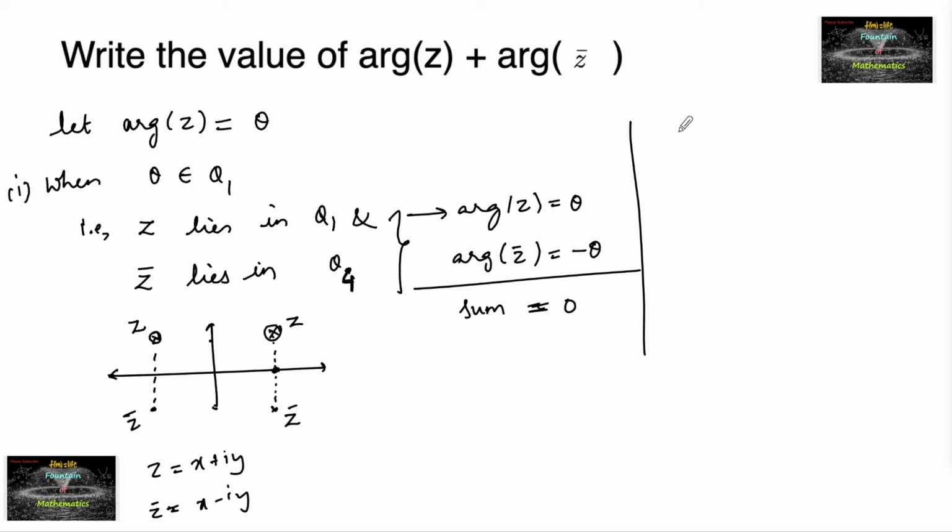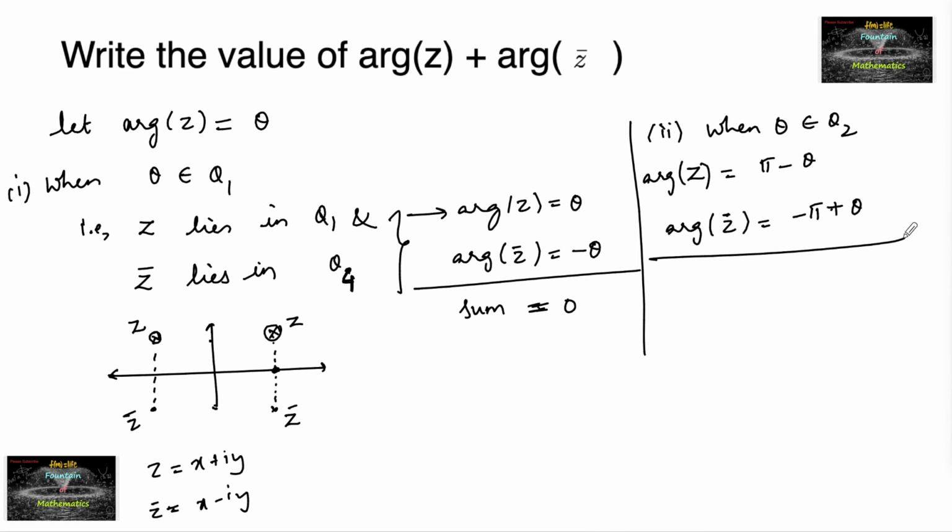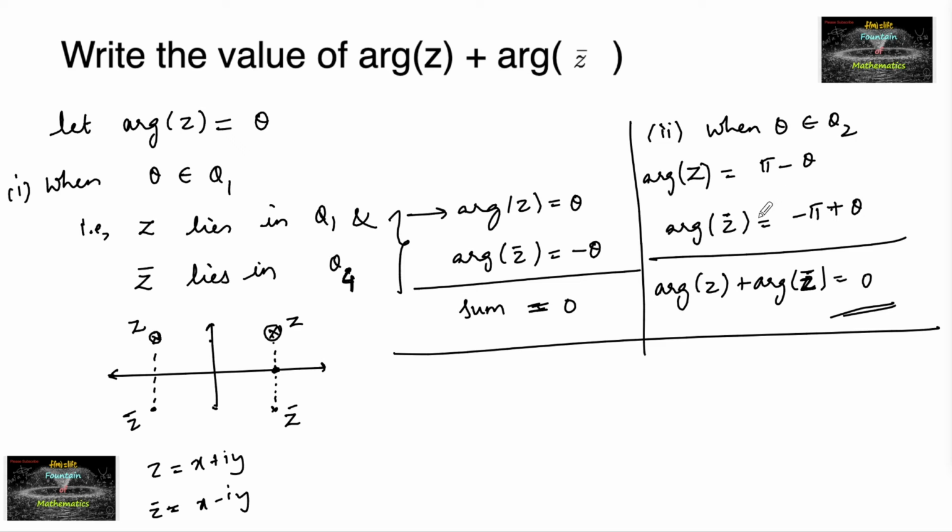Even if you consider the second quadrant, when theta belongs to the second quadrant, then argument of z is equal to pi minus theta, and argument of z bar is equal to minus pi plus theta. Again the sum, argument of z plus argument of z bar, is equal to pi minus pi, which is 0, and minus theta plus theta, which is 0. So we get the answer 0. The third quadrant is similar to the second one.